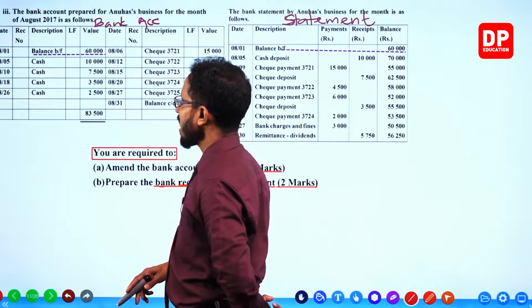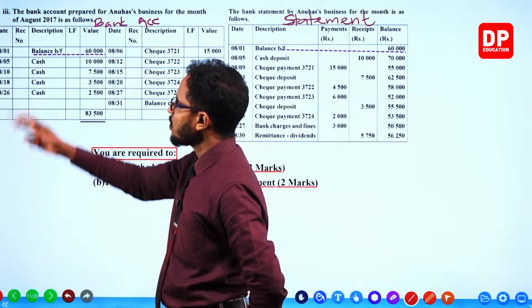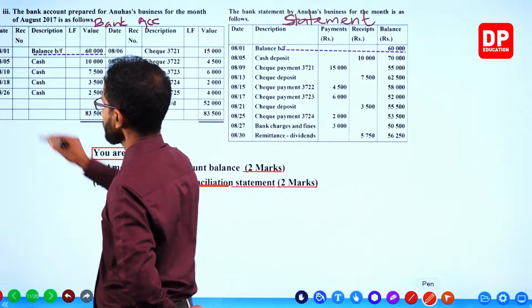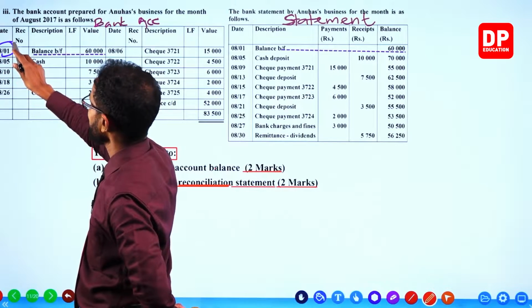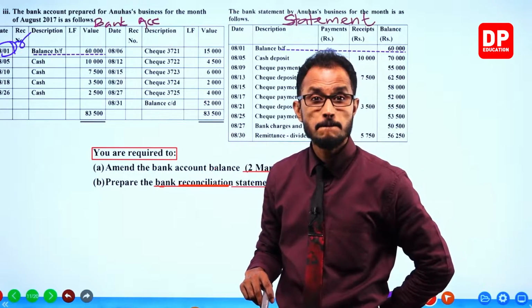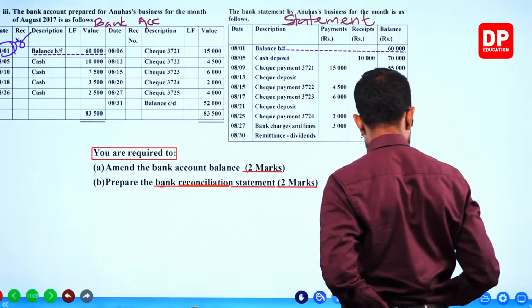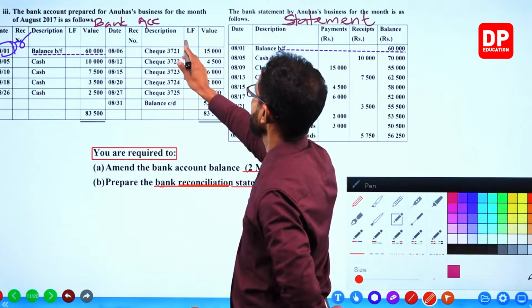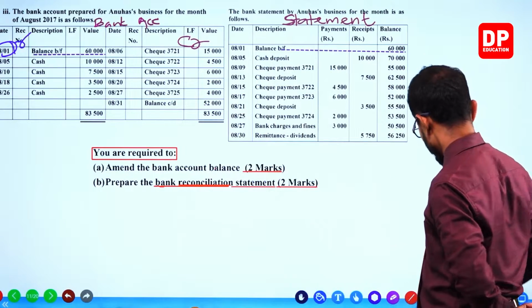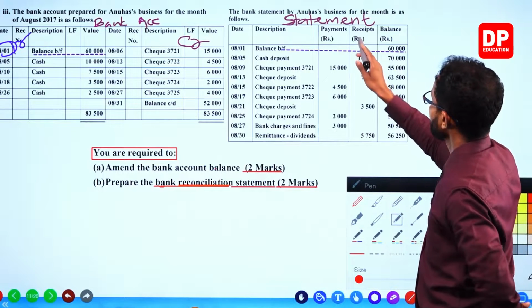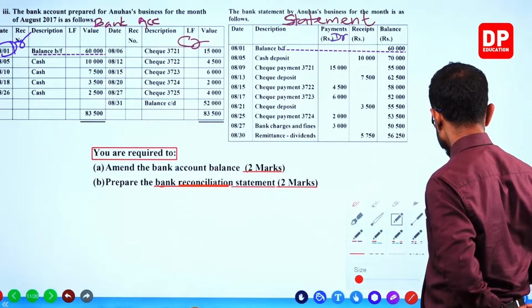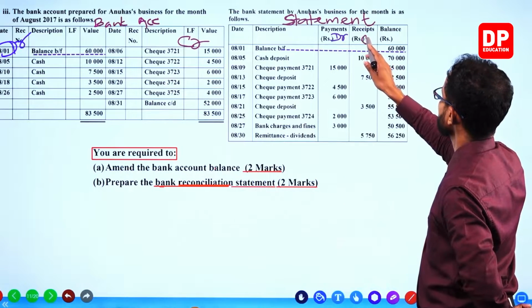Okay. Now do the checking. Our debit side, which means this side. I'm going to write debit in big letters, and then I'm going to write credit, again in big letters. Debit, credit. On the statement, debit is this side, the payment side. Credit is the receiving side, the credit side.